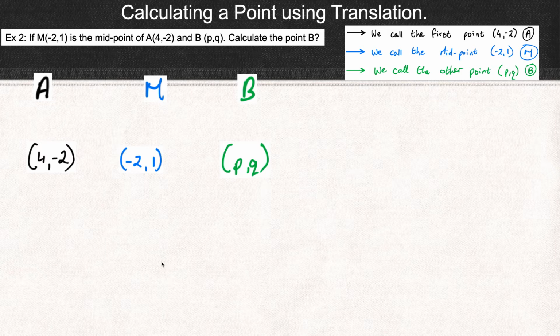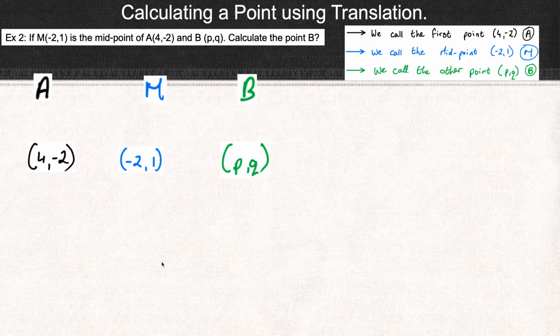Anyone, any idea how I'm going to figure out what P2 is? The difference from 4 to minus 2 will be the same as the difference from minus 2 to P. Why? Because this is in the middle. That's exactly what you're thinking. So, what is the difference from 4 to minus 2?